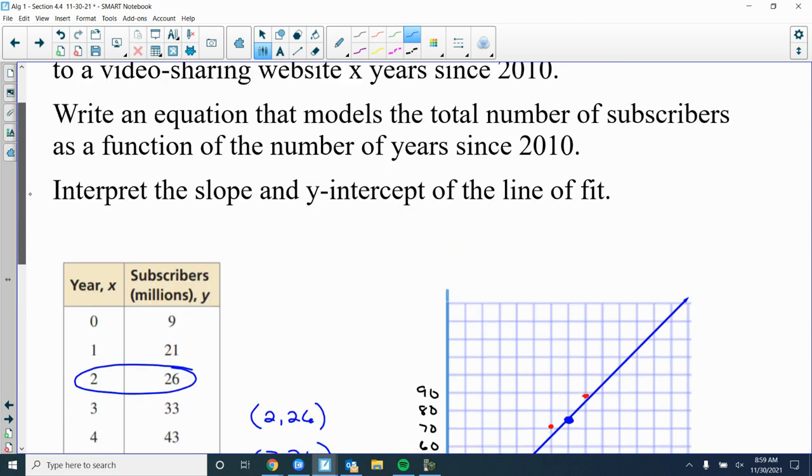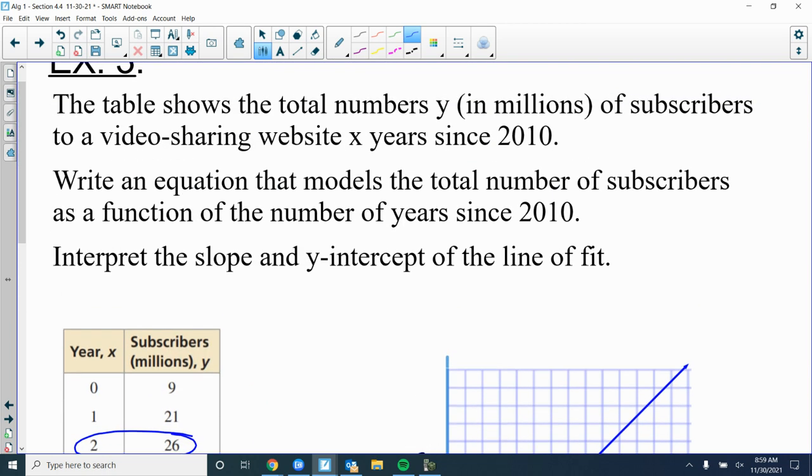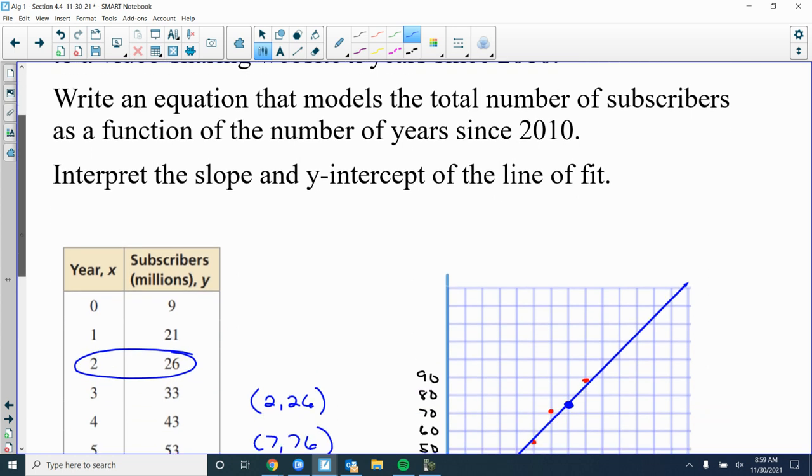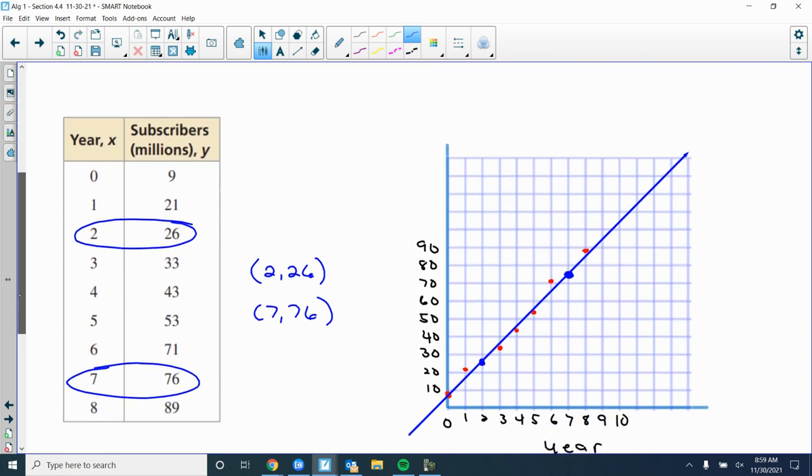All right, what does it ask us to do? It says write an equation. The table shows a total number in millions of subscribers to a video sharing website X years since 2010. So in 2010, there were 9 million. In 2011, there were 21 million. Write an equation that models the total number of subscribers as a function of the number of years since 2010. Interpret the slope and y-intercept of the line of fit.